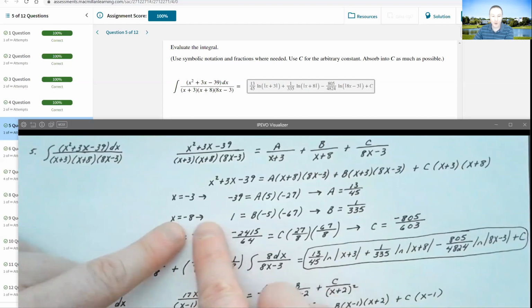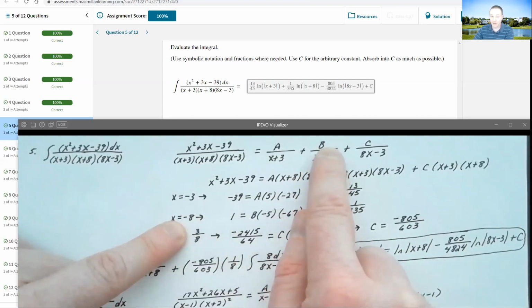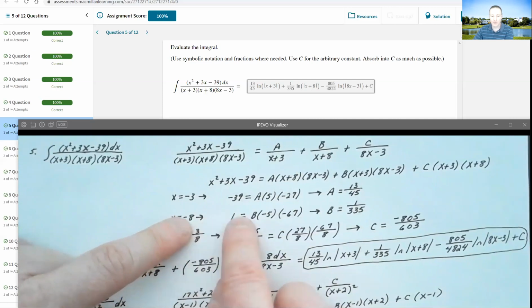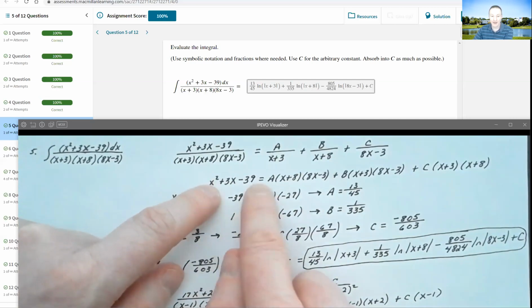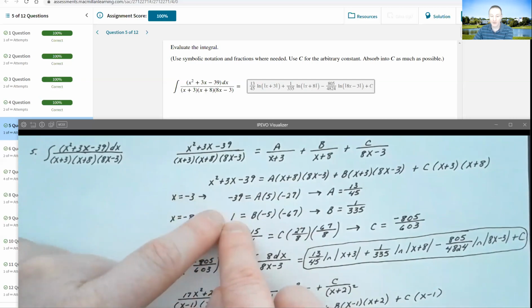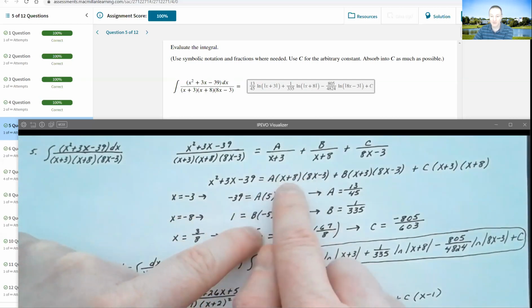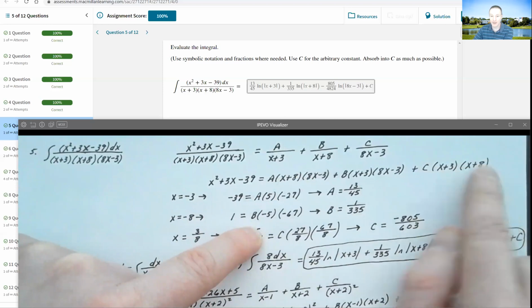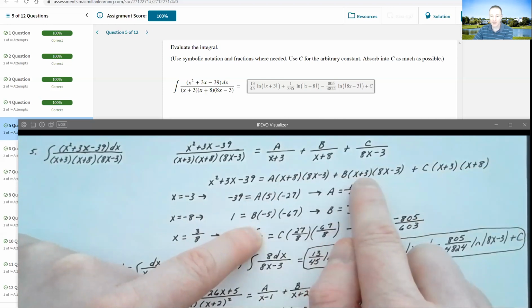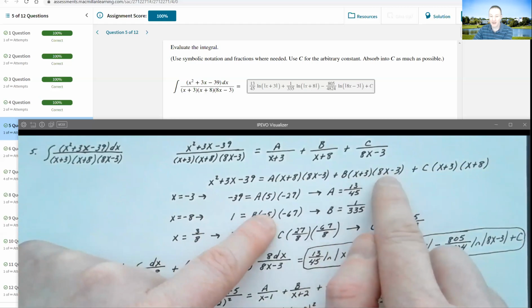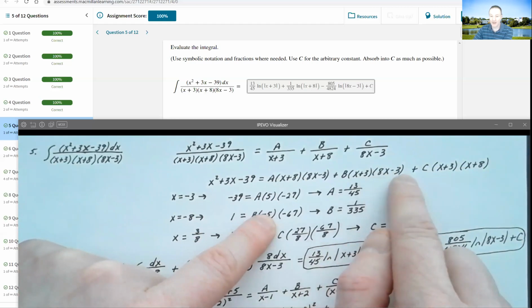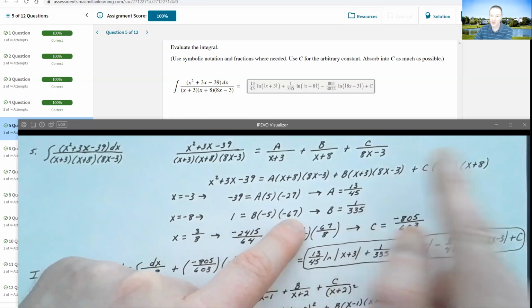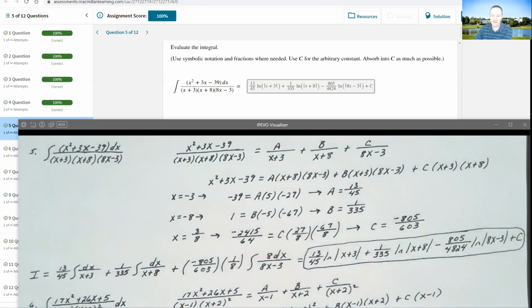Now, when I let x equal negative 8, it should allow me to solve for b. When I did that on the left-hand side, I had a positive 1. When I plugged the negative 8 into the right-hand side, a is multiplied by 0, c is multiplied by 0. The b is going to be multiplied by negative 5 times, this would be negative 64 minus 3, which is negative 67. So now negative 5 times negative 67, that gave me a positive 335. So I can say b is equal to 1 over 335.